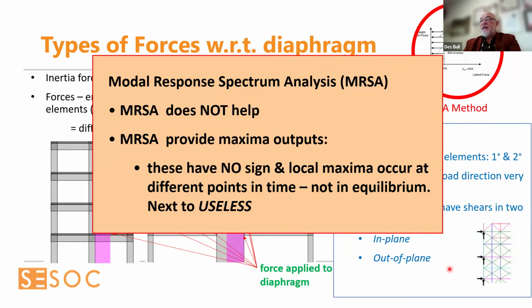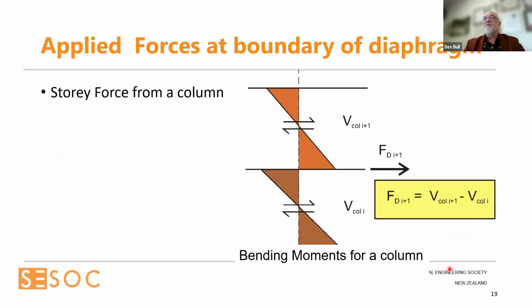Another heads up is that when we come to modal response spectral analysis, I'll just read it out. Response spectral analysis does not help. It provides maxima outputs. These have no sign, are local maxima occurring at different points in time, and are not in equilibrium. Modal analysis is next to useless for doing this sort of analysis because the actions we get out will typically underestimate the floor forces.